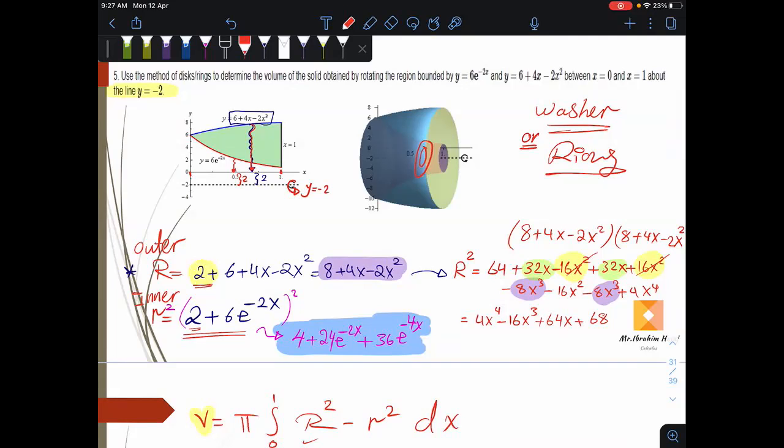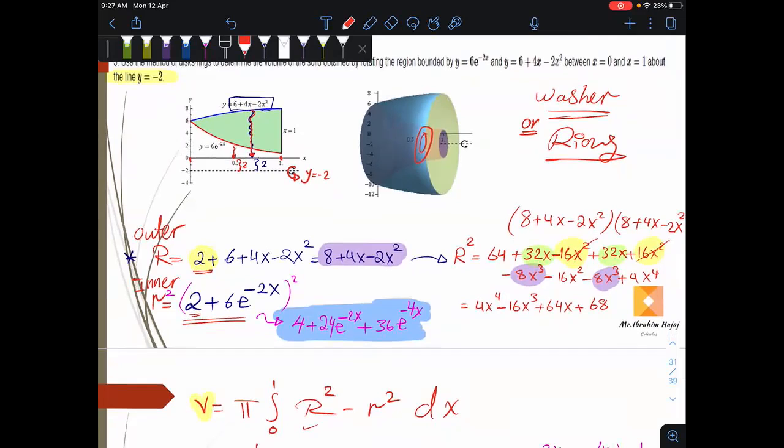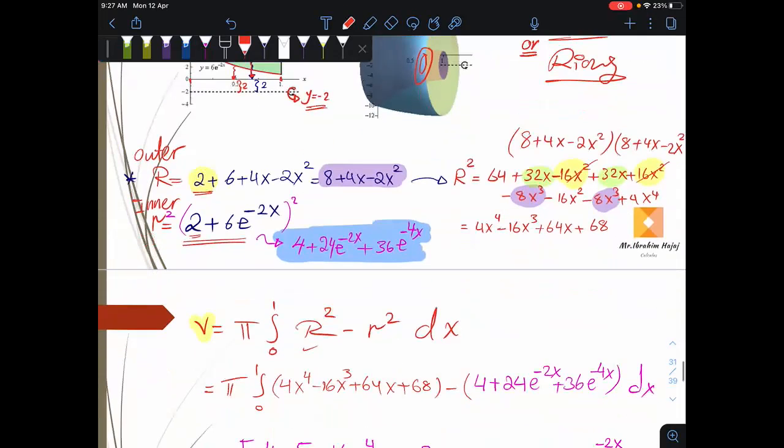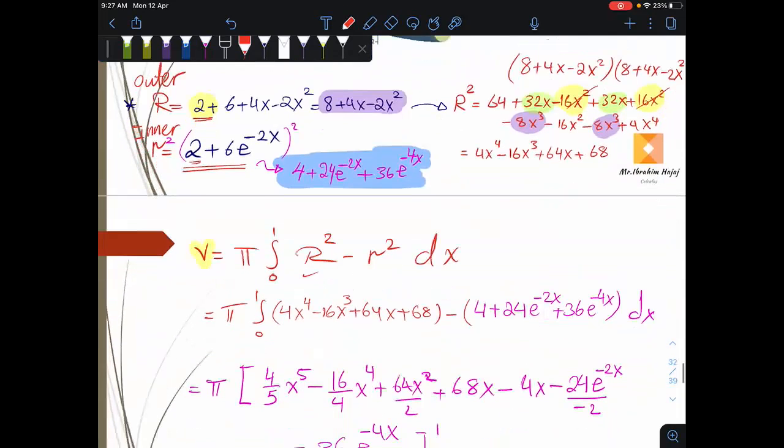It's the same as the previous question, where we sometimes subtracted. When do we subtract? If the axis of rotation line is positive, for example y equals 8, y equals 10, y equals 9, a positive number, we subtract. If the axis of rotation is negative, we add, the opposite. Then find the outer and inner radius, expand first and then integrate, as you see here.